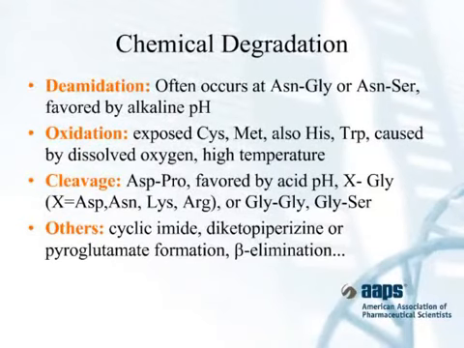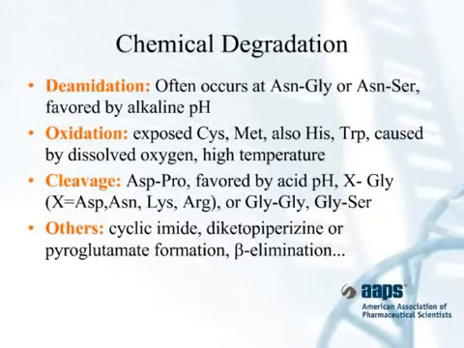Oxidation is another chemical degradation that occurs on specific amino acids such as cysteine and methionine, but it also occurs on histidine and tryptophan. And this is caused by dissolved oxygen and high temperature.